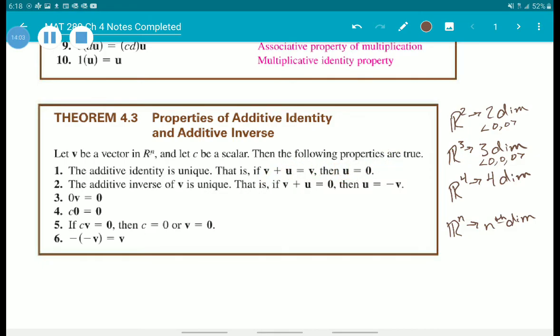2 is about the additive inverse. And it says that it also has to be unique. So if I were to take vector v and I add its inverse u and I get 0, then the only way that can happen to get that 0 vector is if u is equal to the inverse of v. So what this is saying is that there's only one inverse that exists for each vector in Rn.